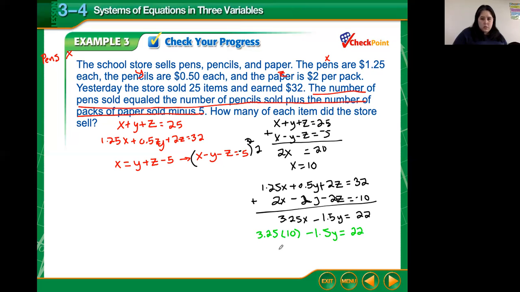And so we're going to get 32.5 minus 1.5y equals 22. So subtracting 32.5 from both sides, we're going to get negative 1.5y equals negative 10.5. And we find that when we divide by negative 1.5, we get y equals 7.